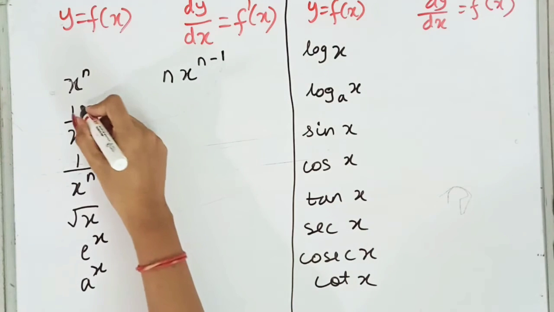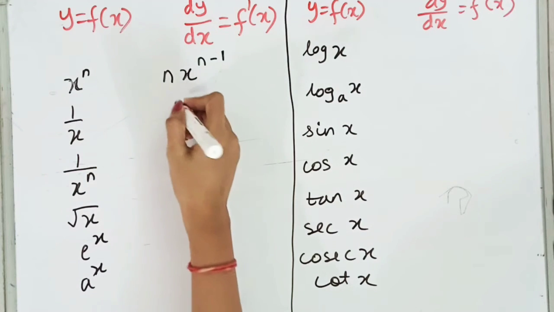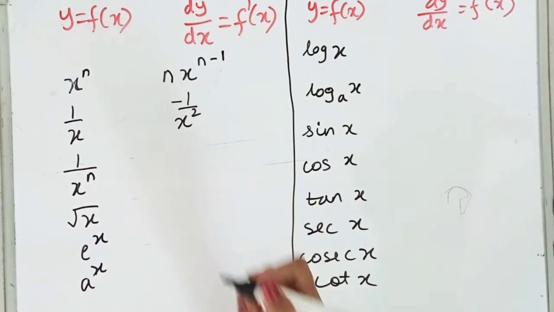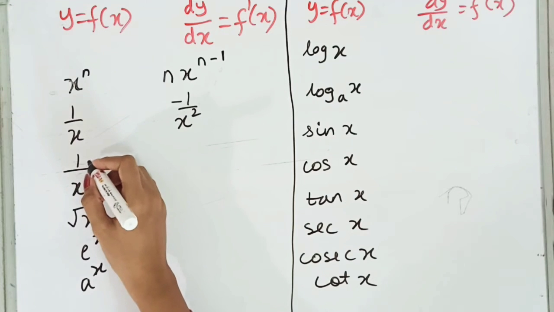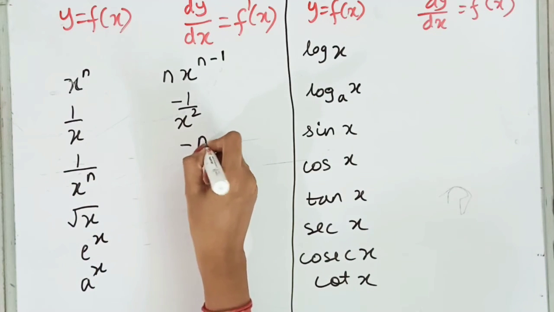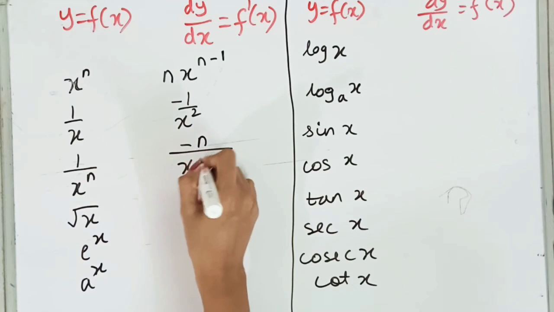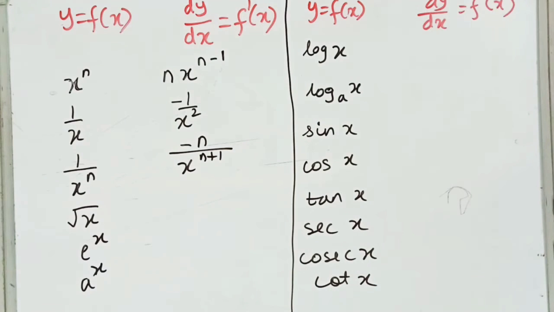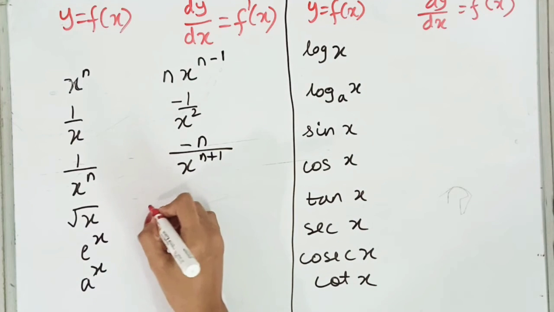Next is 1 upon x. The derivative of 1 upon x is minus 1 upon x square. The derivative of 1 upon x raised to n is minus n upon x raised to n plus 1.